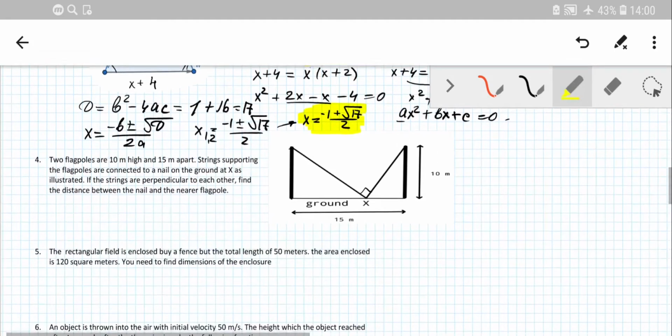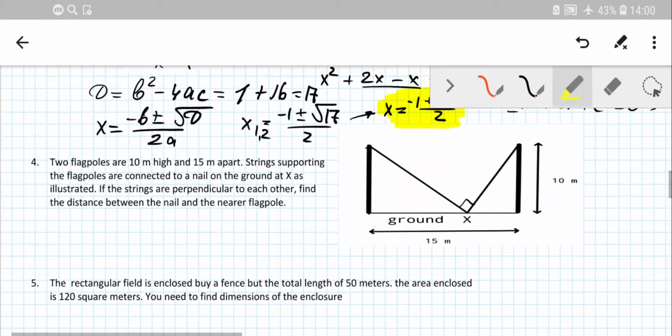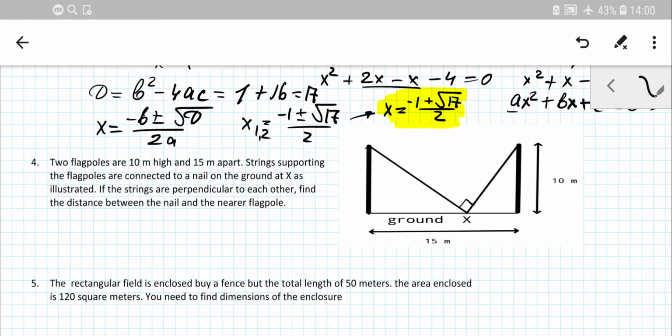So let's move on. What we have here: two flagpoles are 10 meters high. So the two flagpoles are here. They are 10 meters high and 50 meters apart. That's the total distance between them. They are separated by 50 meters.